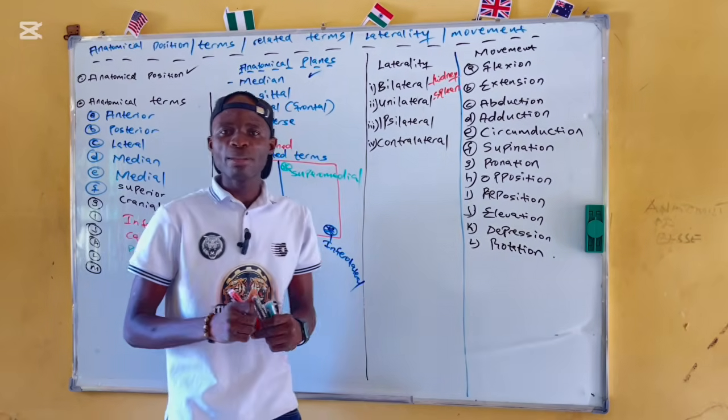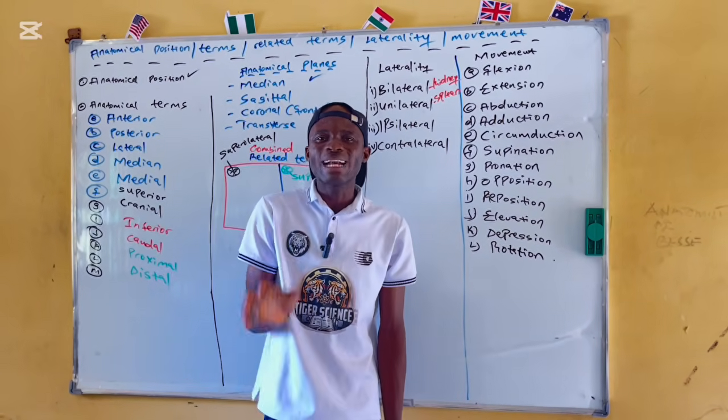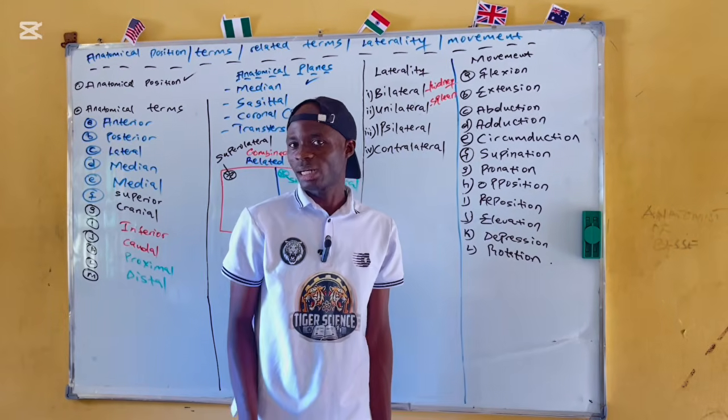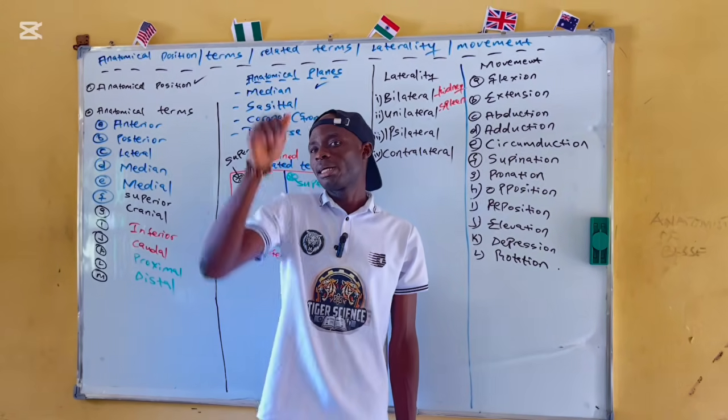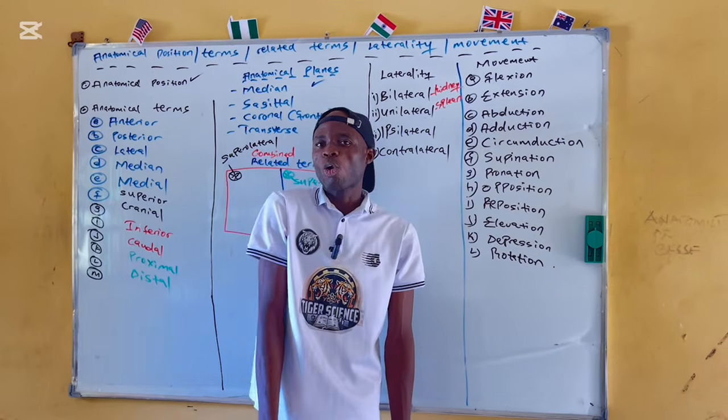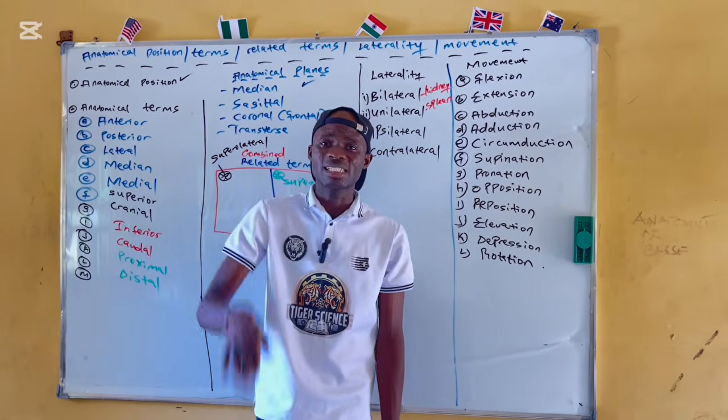Ipsilateral simply means something is occurring on the same side of the body. That's what we call ipsilateral. Like my right hand and my right leg, they are occurring on the same side of the body and not closer to the middle. That is ipsilateral.